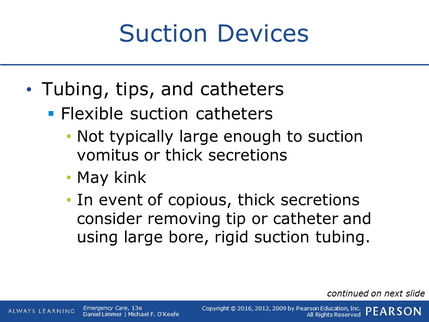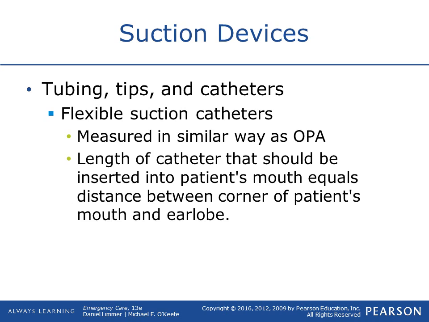One thing you can do if it is really big stuff, if they ate chunky vegetable soup and there are big thick pieces of stuff down there, you can take that catheter off and just use the suction tubing itself. It's a much larger orifice and it'll do basically the same thing.